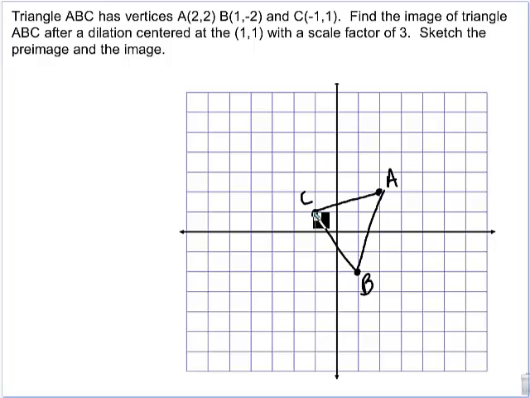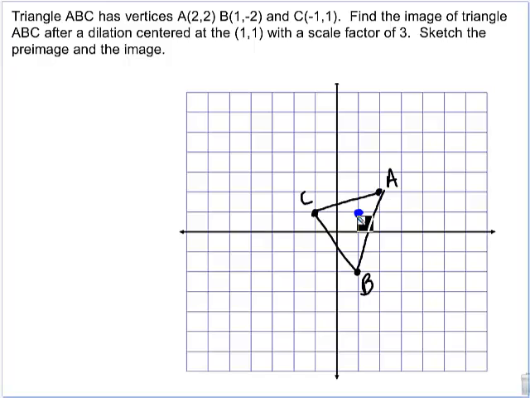Okay, now we're centered at 1, 1. We are not centered at 0, 0, so we also want to indicate that somewhere on here. I'm going to put my new center at 1, 1. And so now whenever I'm referencing things, I'm referencing from the point 1, 1.